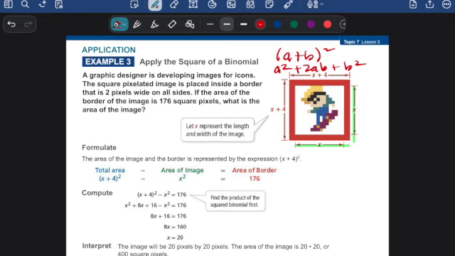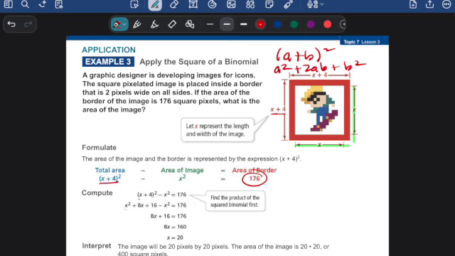So what's the total area of the whole picture? Well, the length and width is x plus 4, so we're going to do x plus 4 squared. We're going to subtract out the area of the picture, which is x squared, to get the total area, which they told us was 176. So now let's simplify. We need to do our binomial squared. So remember, it's the first term squared plus 2ab plus b squared.